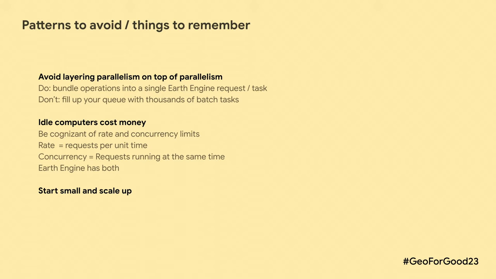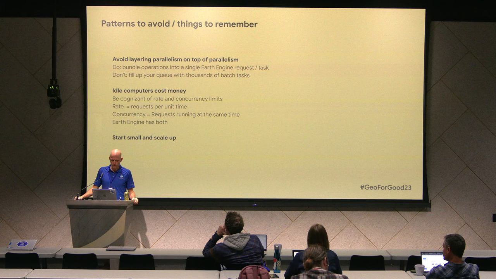Because Earth Engine allows you to scale out, you don't really see how that scaling is happening. Sometimes when you call it at high concurrency, so many, many times at once, you can get into this pattern of layering parallelism on top of it. So try to bundle your operations into a single Earth Engine request. Make it do as much as you can in a single task. Those can run quite a long time. But don't make thousands and thousands of tasks or write something that's going to hit the batch API at a high concurrency. You're just going to make a mess.